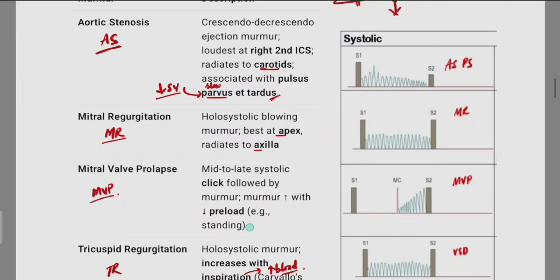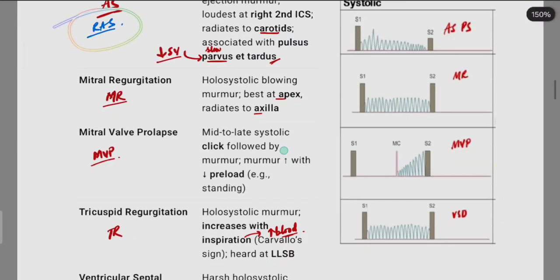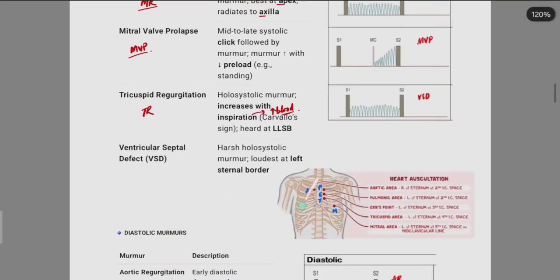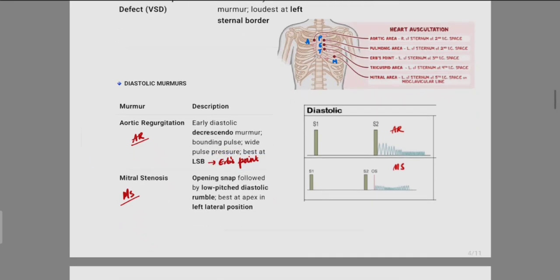So just so that we don't get confused, remember AS is RAS. Okay, RAS. So with that we'll remember it is right side, but also the aortic area is on the right side. But this one we remember like array, right? Array, decrescendo, array, not right side, left side, and array means Erb's point it is. Okay, decrescendo murmur on the left side. Mitral stenosis is also on the left side only.